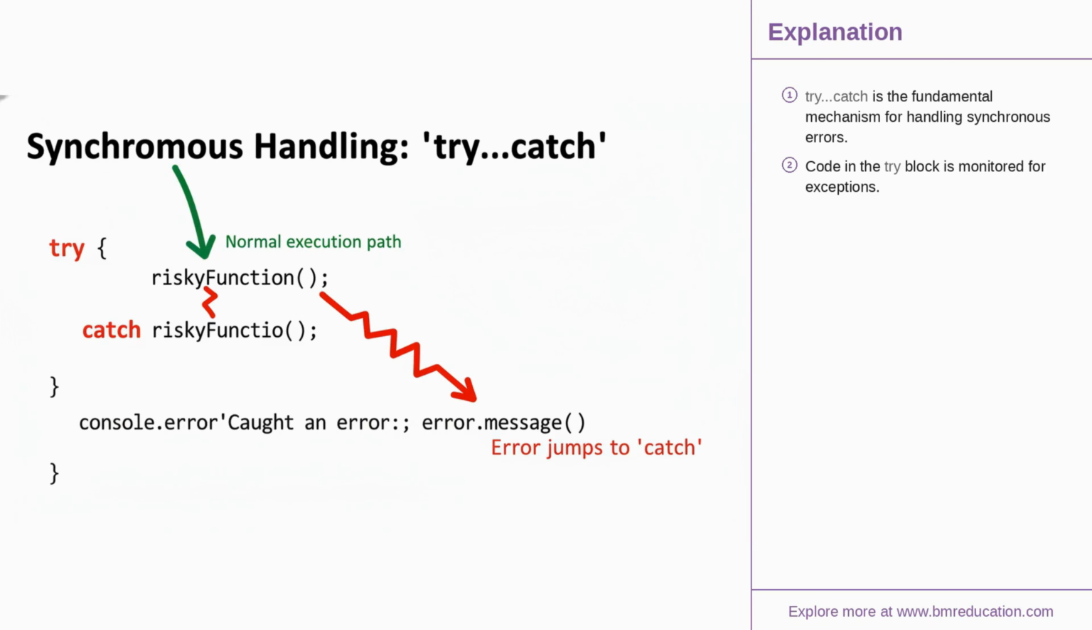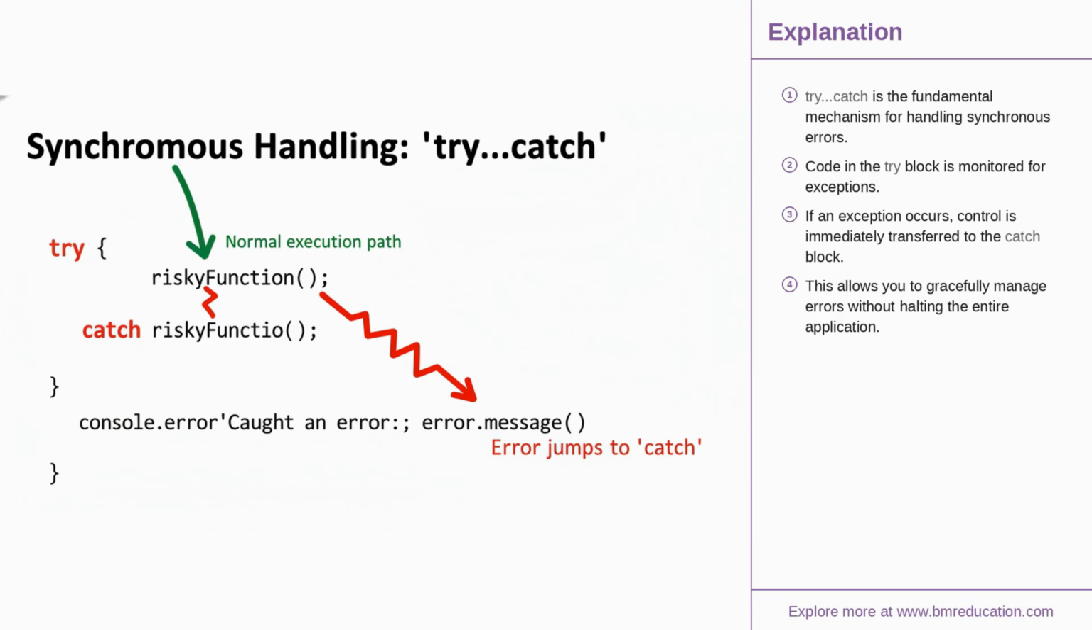Let's start with the simplest case, synchronous code. The try-catch block is our go-to tool. You place any code that might fail inside the try block. If an error is thrown, execution immediately stops and jumps to the catch block, where you can handle it. This prevents a synchronous error from crashing your application.